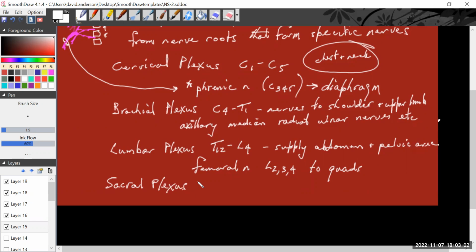Then we have the sacral plexus. The sacral plexus is made up of nerve roots L4, 5, and S1, 2, 3. The nerves that come from this plexus are going to supply the gluteals. Remember, gluteus medius, minimus, and maximus. And the biggest nerve in the body is formed from this sacral plexus, the sciatic nerve. And it's made from all of those nerve roots we just mentioned, L4, 5, S1, 2, and 3.